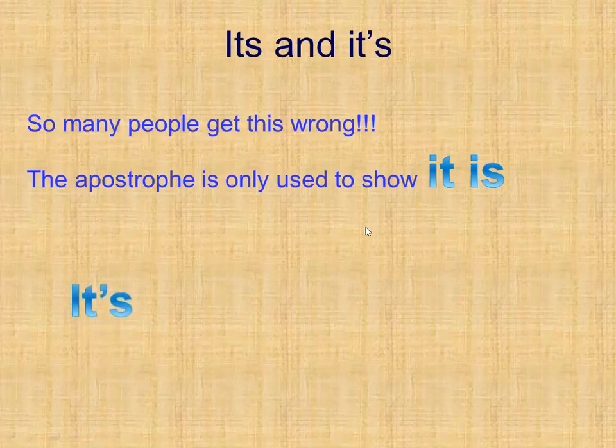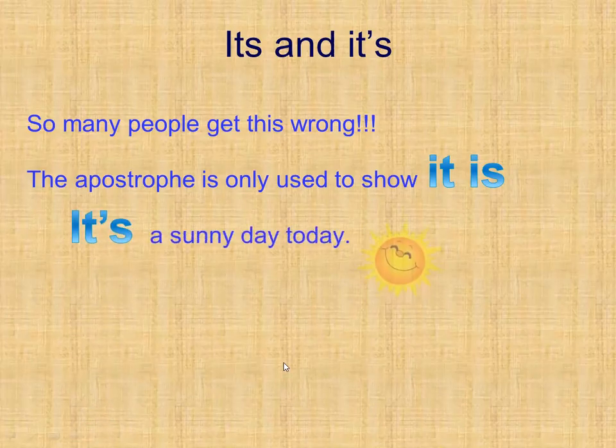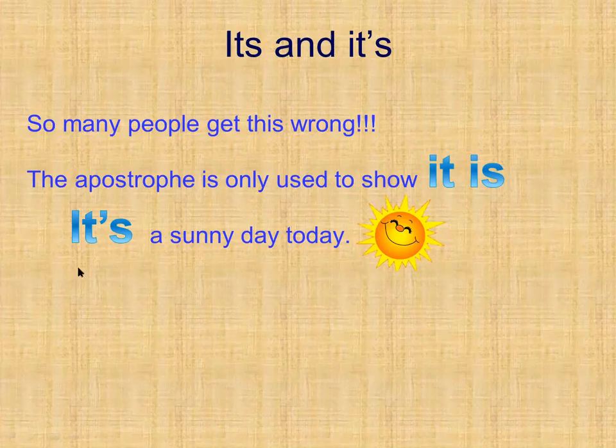Let's look at a few examples. It's a sunny day today. And here, it's is being used as the short form of it is. Actually, I am saying it is a sunny day today. But instead of saying it is a sunny day today, I can say it's a sunny day today. So since I am using it's as the short form of it is, I have to use an apostrophe and write it in this manner. If I write its, that's going to be wrong because its is being used in the possessive form only.